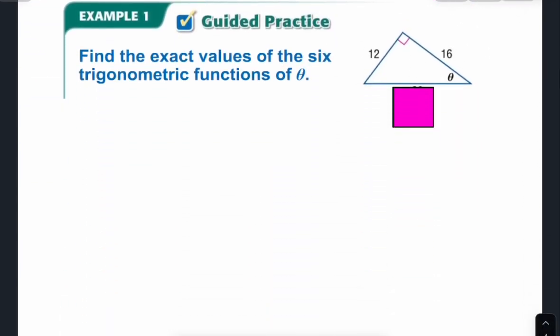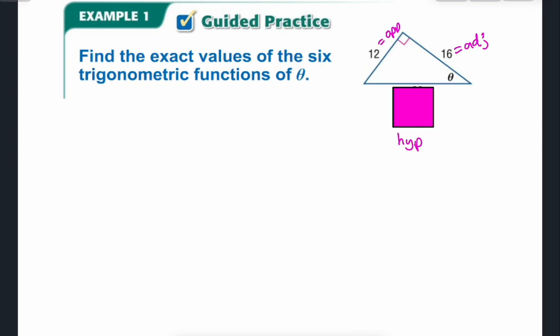Let's do it again. Now, the only difference between the first example 1 and the second example 1, don't know why they did that, but anyway, the only difference is the fact that this time we are missing a hypotenuse. Now, let's label our sides. Where theta is sitting, this one is opposite. I usually find the opposite first. I just do. The leg that is attached to it is 16. That's my adjacent. So I am missing my hypotenuse.